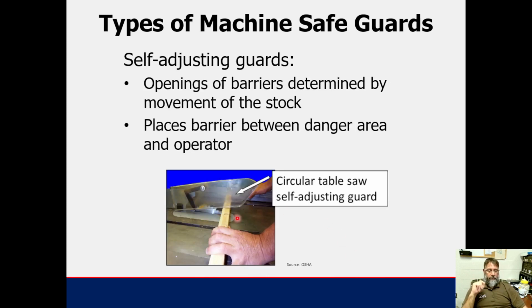And then the self-adjusting. I know, and I've seen it, these things are frequently removed from table saws. Not a good idea, but it happens. But this is self-adjusting. So obviously it'll go up and down depending on your workpiece height. You don't have to adjust it. It's automatically adjusted. But it prevents accidental contact with that saw blade there.